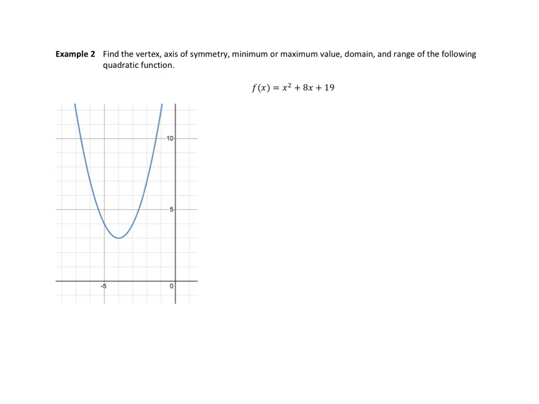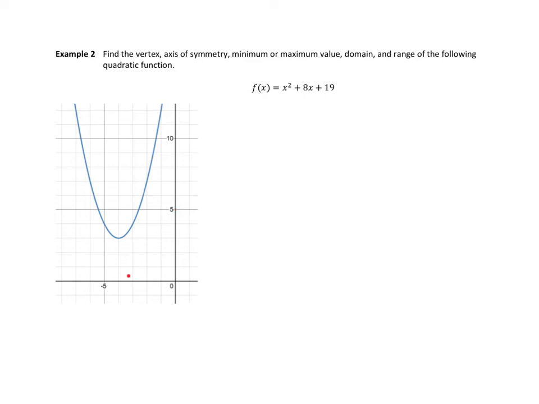In example 2, we're again going to look at a quadratic function, and I want to find the vertex, axis of symmetry, a min and max value, but also determine what the domain and range of this function is. Now I included a graph, and it's a good thing I did because this thing is of the form ax squared plus bx plus c. But unfortunately, you can't tell how this thing moves left, right, up, or down because it's not factored.